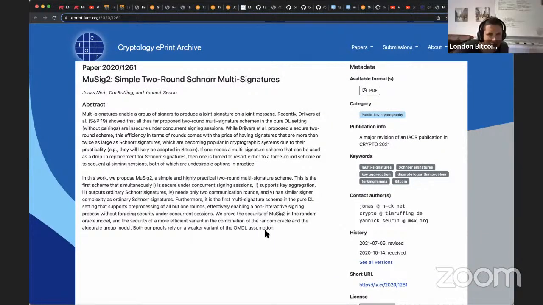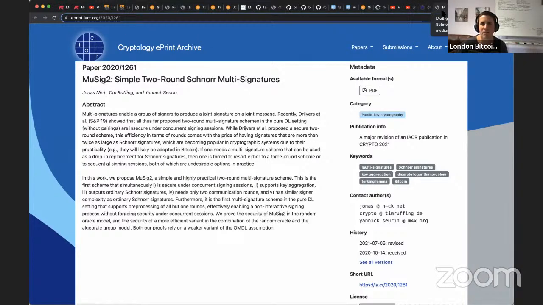And on the security proofs, you've proved the security of MuSig2 in the random oracle model. Let's read up: a security proof of a more efficient variant in a combination of the random oracle and the algebraic group model. Yeah, I don't know. Maybe I'll never understand that. Both our proofs rely on a weaker variant of the assumption. Okay.